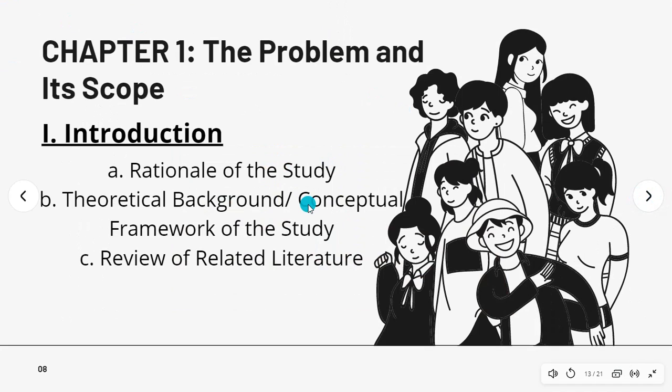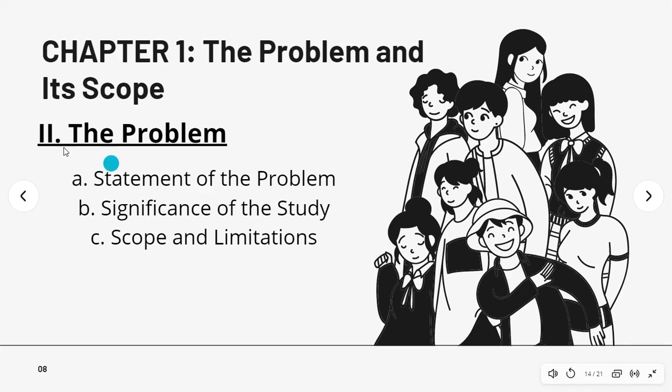Next, chapter 1. The problem and scope. First, so 1 is introduction. Under introduction, we have 3. Rationale of the study, letter A. B, theoretical background or conceptual framework of the study. C, review of related literature. Okay? 2, the problem. A, statement of the problem, or SOP. B, significance of the study. C, scope and limitations.